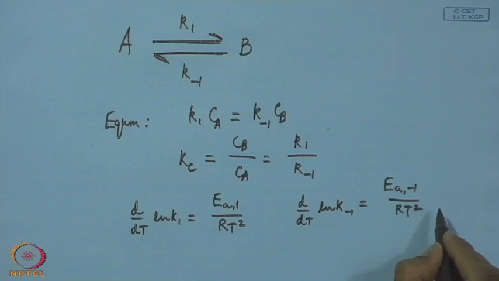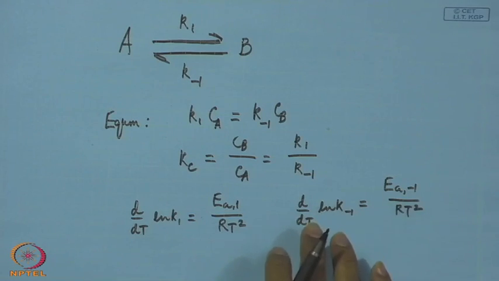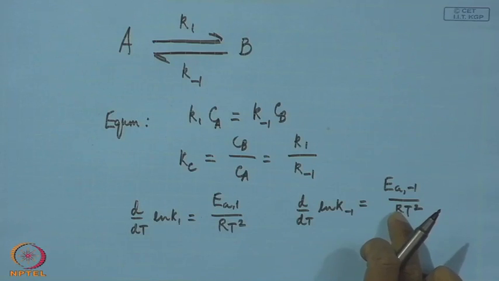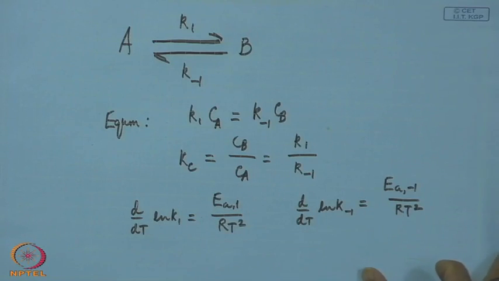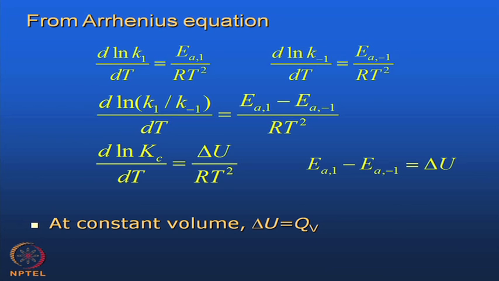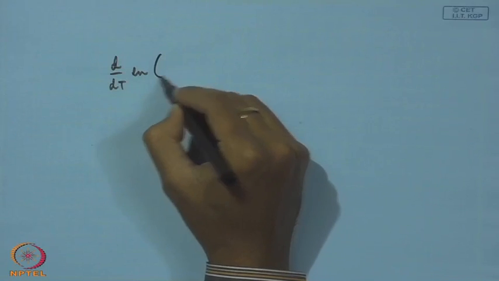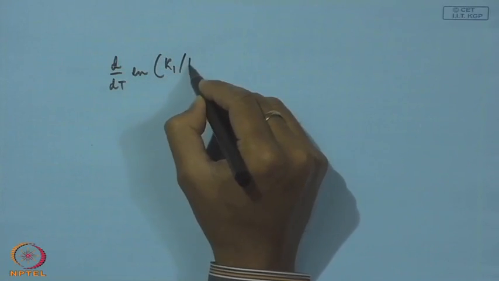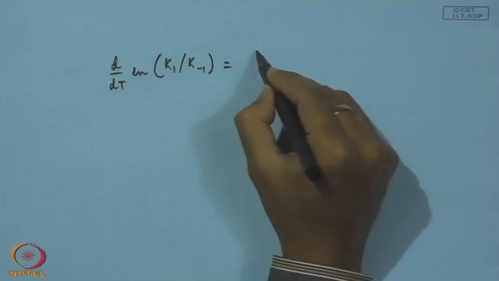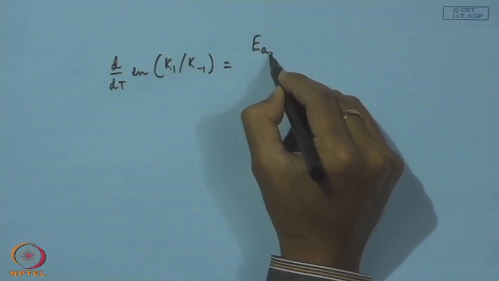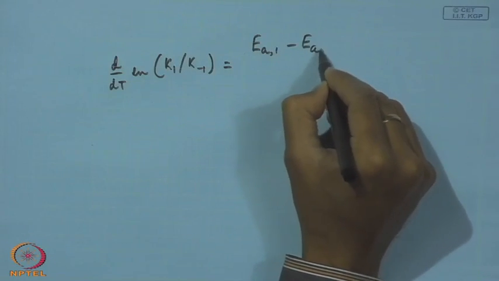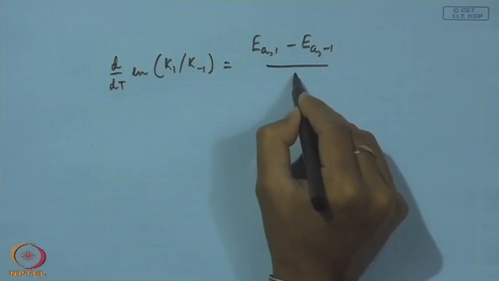So, if you subtract this from this, what will you be getting? That d dt of ln K1 by K minus 1 is equal to EA1 minus EA minus 1 by RT square.